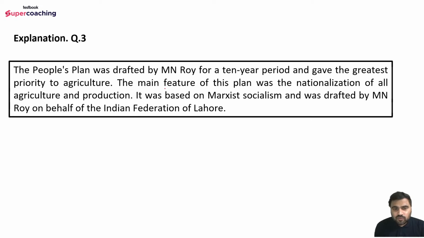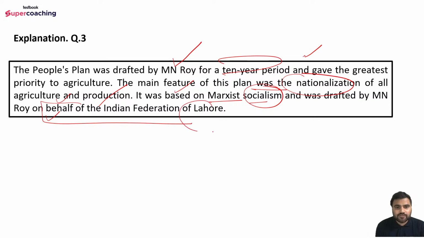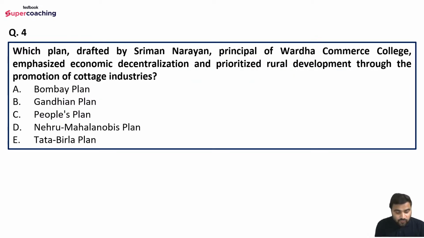So the People's Plan was drafted by M.N. Roy for a 10-year period and gave the greatest priority to agriculture. The main feature of this plan was the nationalization of all agriculture and production. It was based on Marxist socialism and was drafted by M.N. Roy on behalf of the Indian Federation of Labour, right?